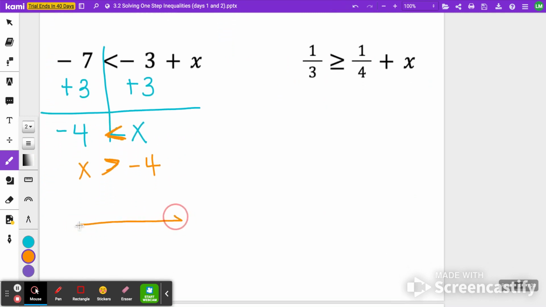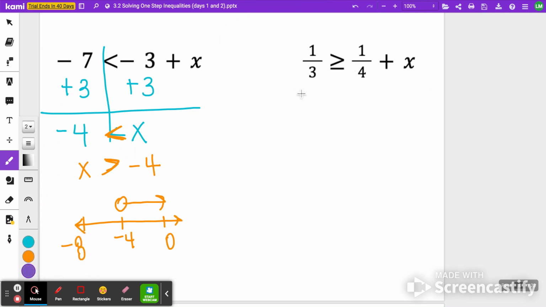To graph this, I would have my line, -4 is here in the middle, 0 is to the right of that, -8 would be to the left. We have an open circle pointing to the right. If you forgot to flip this around, you might have done an open circle pointing to the left, and that would be incorrect. You have to make sure you follow the rule that x should always be written first in order to graph it correctly.